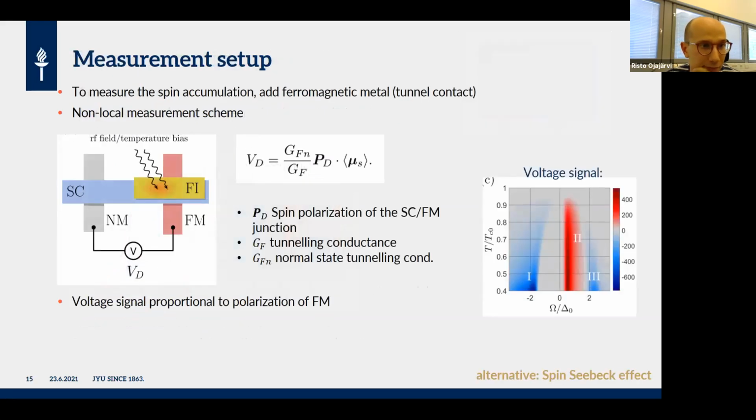So it supports this diffusion equation. And now to actually measure this spin accumulation, we propose a setup like this: a superconductor ferromagnetic insulator bilayer, and then we put a ferromagnetic metal with a tunnel coupling to the superconductor, which measures this spin accumulation in the superconductor as a voltage in the ferromagnetic metal. In this non-local setup, the superconductor here doesn't have any spin accumulation, the normal metal gets no voltage, so there you can then see this non-local voltage, and here's the signal. It is very similar to this spin accumulation, so it measures the same thing.